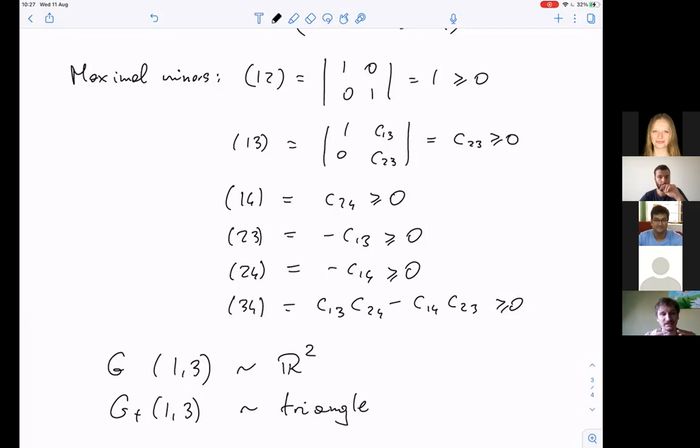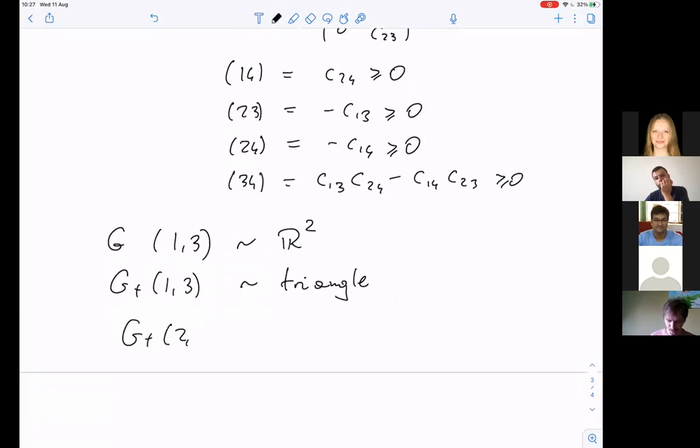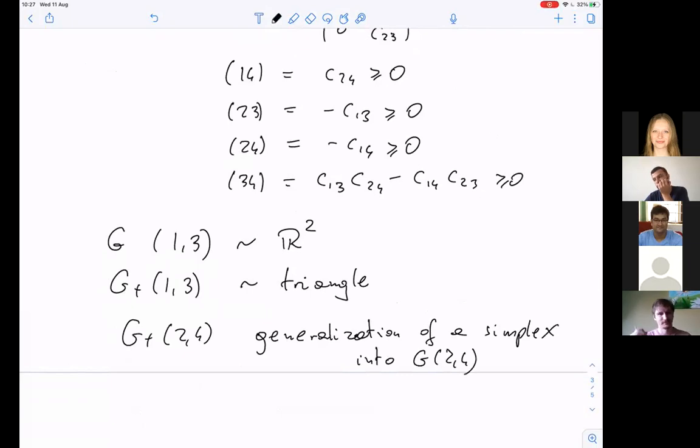So for the generalization beyond the projective spaces, beyond k equal to 1, you can think about this as generalizations of simplices inside of your space. G plus 2,4 is like a generalization of the simplex into the Grassmannian space. Okay, so that's the closest I can give you to an intuition. Sorry, I see some more questions. Did I miss one?